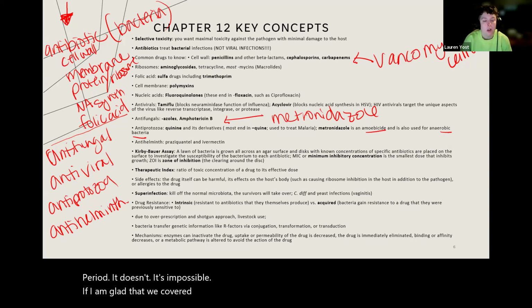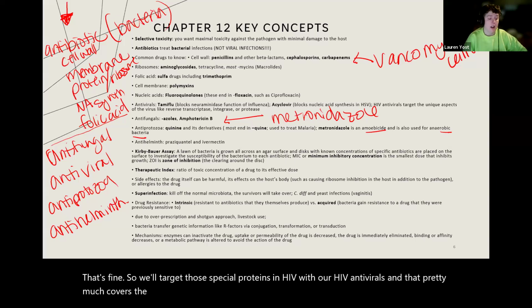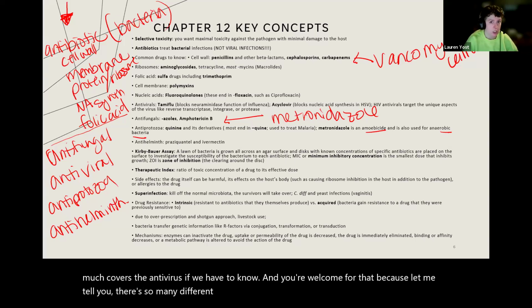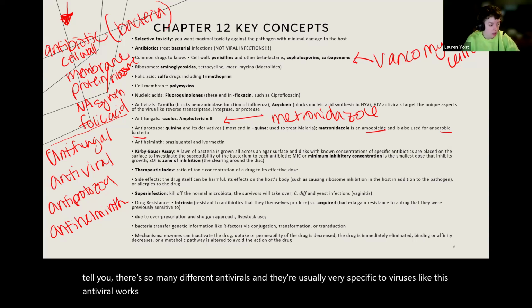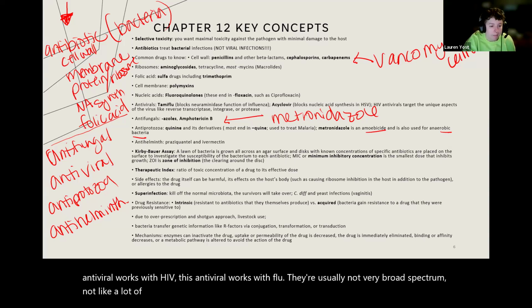All right, so moving on. So we'll target those special proteins in HIV with our HIV antivirals. And that pretty much covers the antiviral stuff we have to know. And you're welcome for that, because let me tell you, there are so many different antivirals and they're usually very specific to viruses. Like this antiviral works with HIV. This antiviral works with flu. They're usually not very broad spectrum, not like a lot of our antibiotics are.